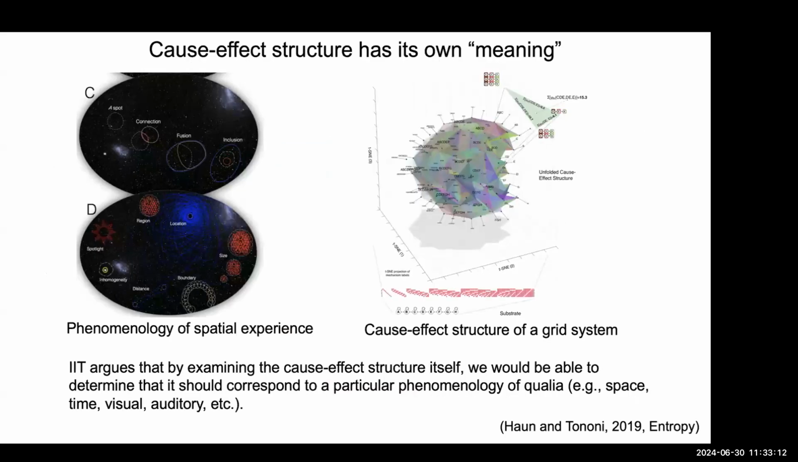Okay, so I'll wrap up. This is a recent advancement from IIT. IIT now argues further that by examining the cause-effect structure itself, we would be able to determine that it should correspond to a particular phenomenology of qualia, like space, time, visual, auditory, etc. So there is really much progress after IIT3, which I did 10 years ago.